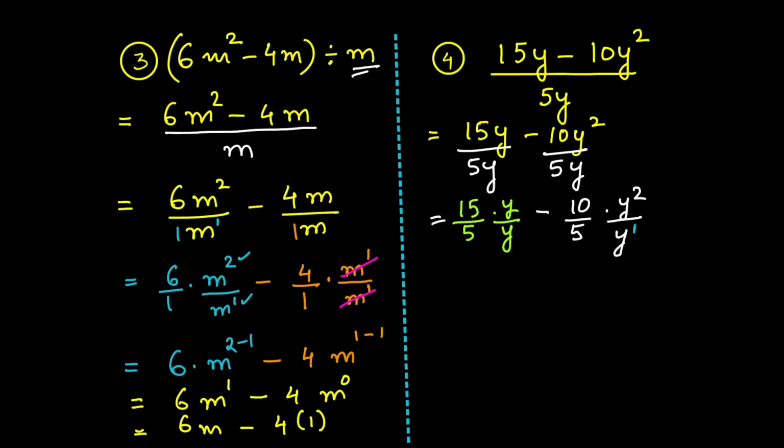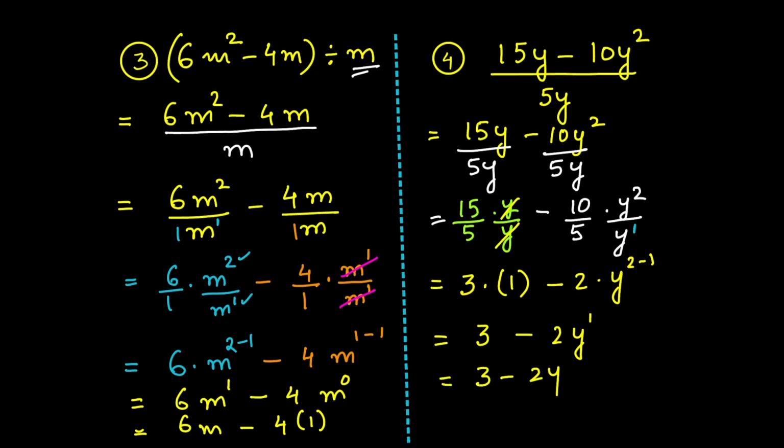So here 15 divided by 5 is 3, and this y and y can be cancelled, so it becomes 1 here. And 10 divided by 5 is 2, and here we get y to the power 2 minus 1, because the base is same, so powers will be subtracted. So we get 3 times 1 is 3 minus 2 times y to the power 2 minus 1 is 1. So we just write 3 minus 2y as the answer.